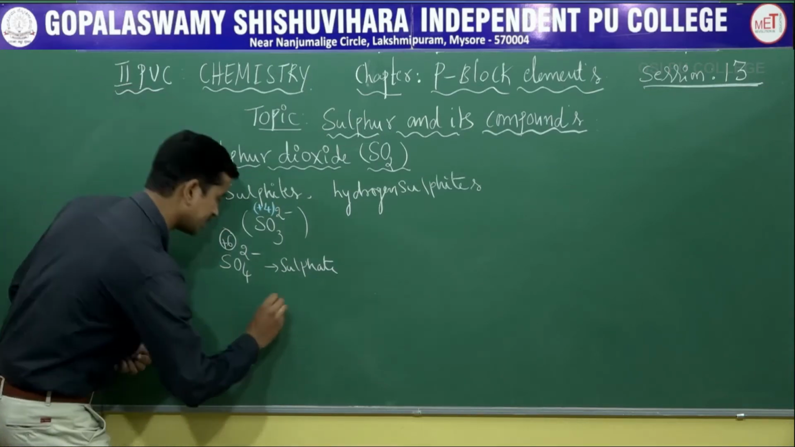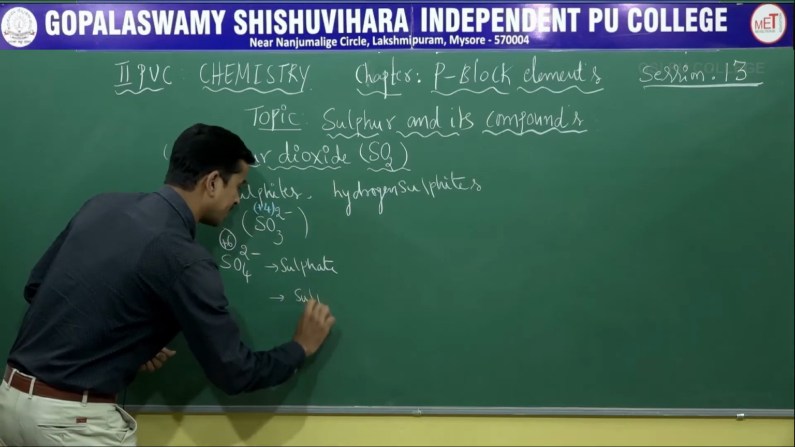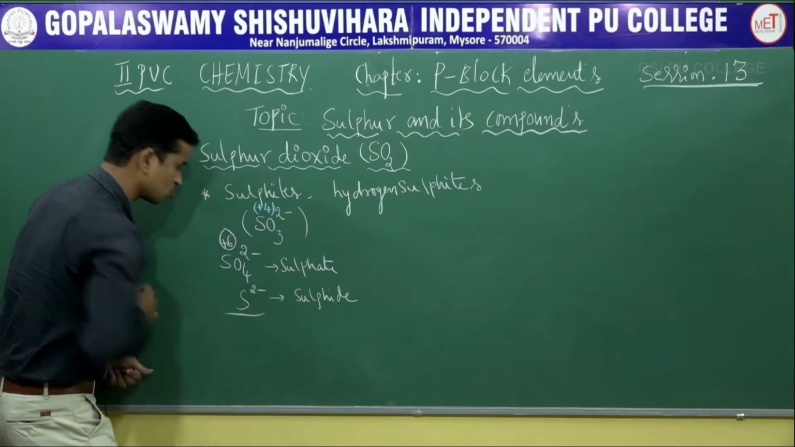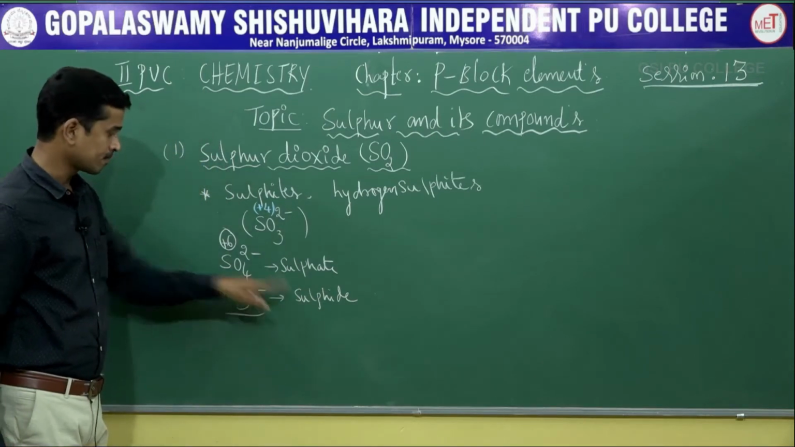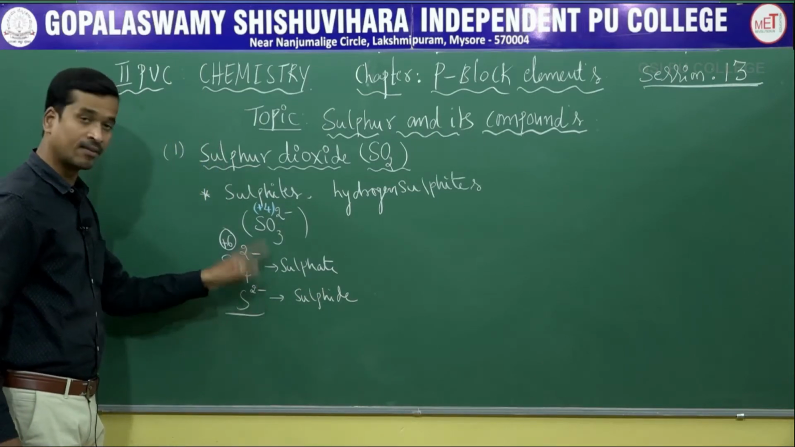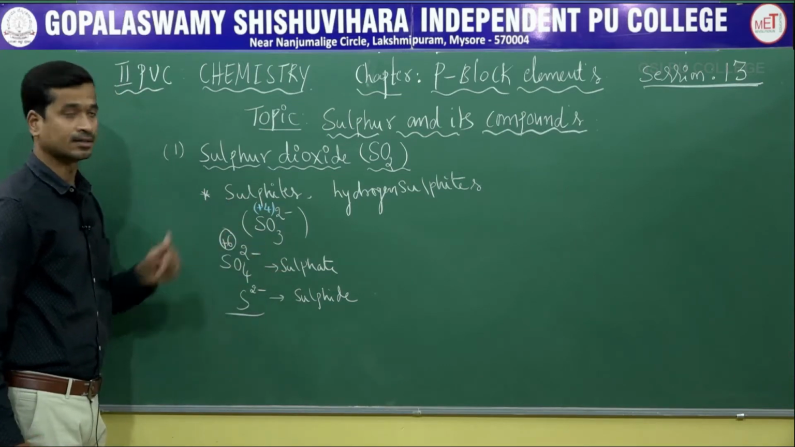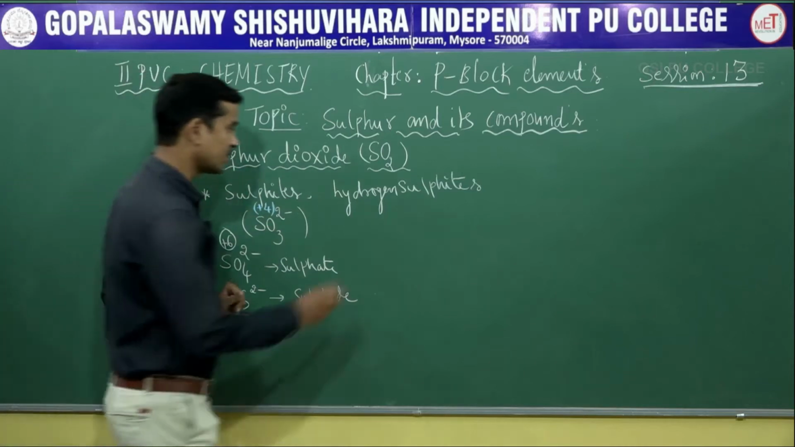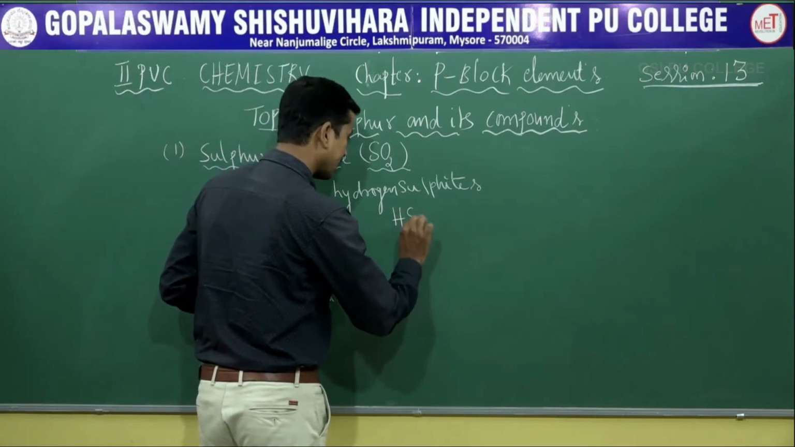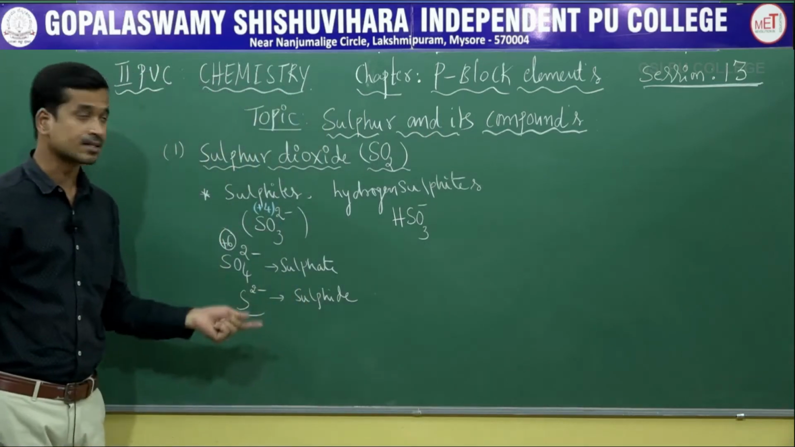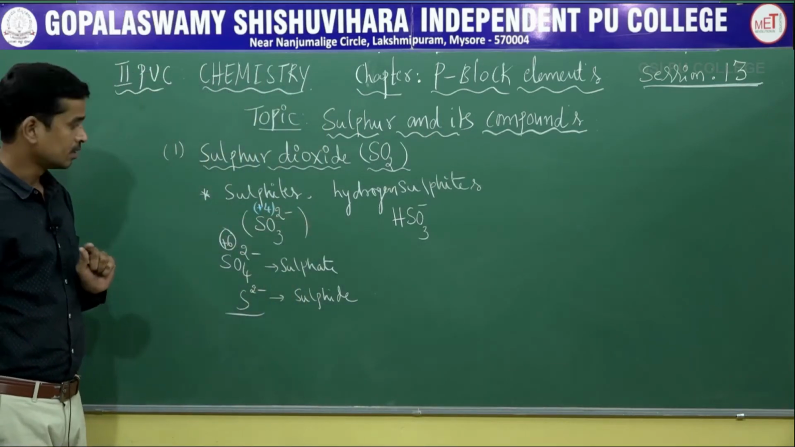Another important point, the sulfide ion. The sulfide oxidation state is 2 minus. S2 minus is called the sulfide ion. SO4 2 minus is called sulfate ion, and SO3 2 minus is called sulfite ion. Next, HSO3 minus is called hydrogen sulfite.